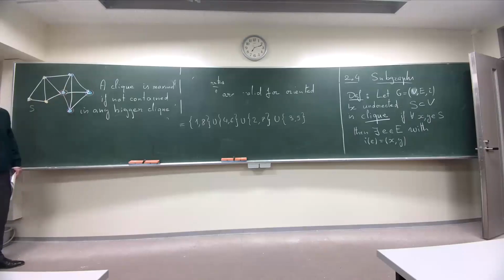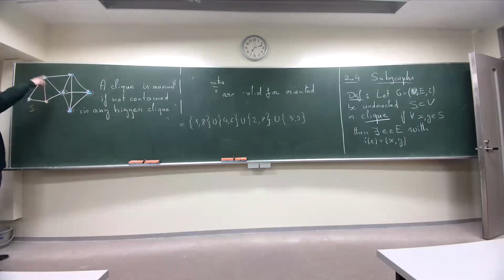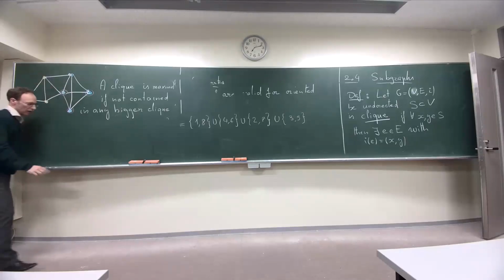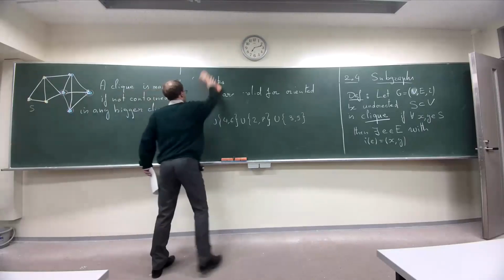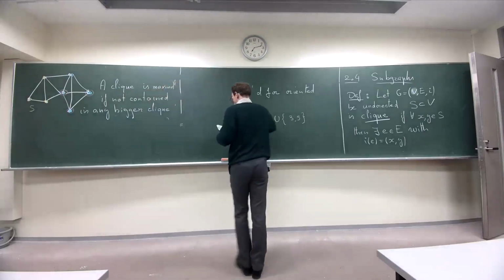You take the maximal set of points which are in a clique. The yellow one is also a maximal one, because the yellow one is not contained in any bigger clique. So we have this notion of bigger or maximal one.